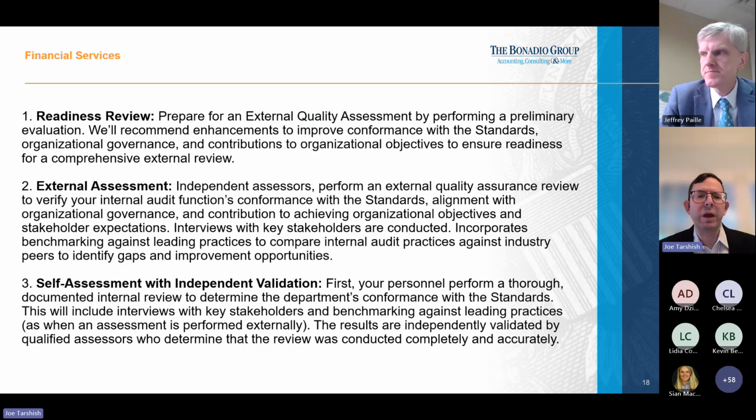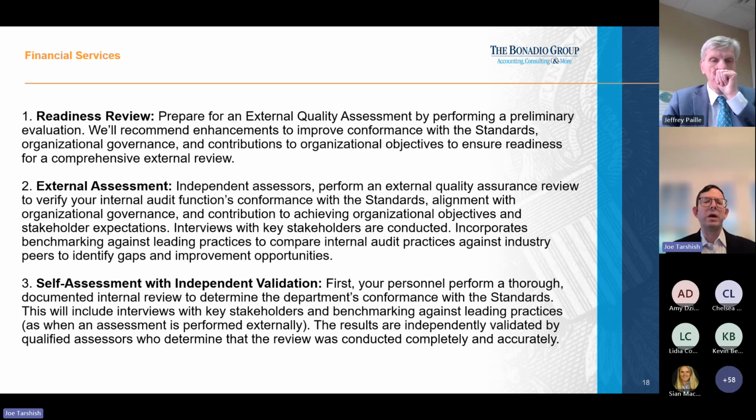A readiness review is something that will help you prepare for an external quality assessment by performing a preliminary evaluation. So if you're not sure where you stand with respect to the standards, this is a step you may want to take. Typically, you bring in an outside resource to do this. They'll recommend enhancements to improve conformance with the standards, organizational governance, and contributions to organizational objectives, to ensure readiness for a comprehensive external review, which could follow within a year. Or if you need a little more time to address gaps, you would schedule your external assessment for sometime down the road.